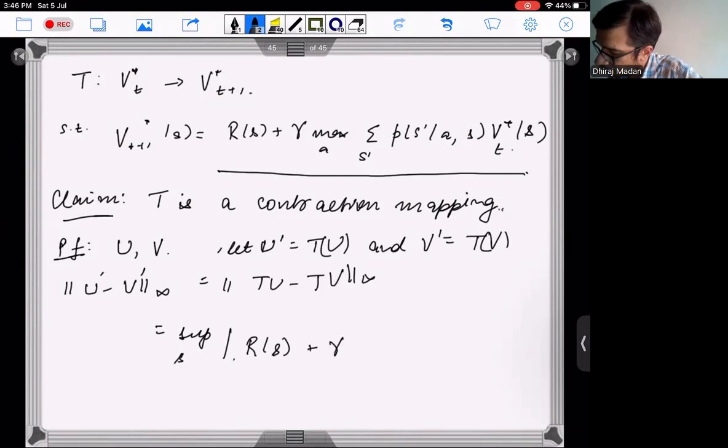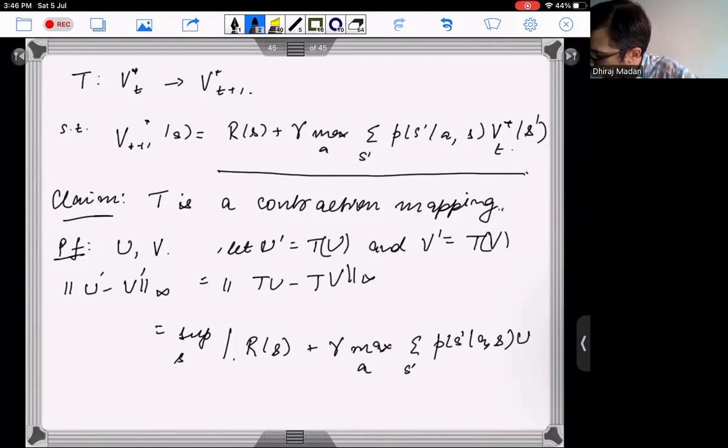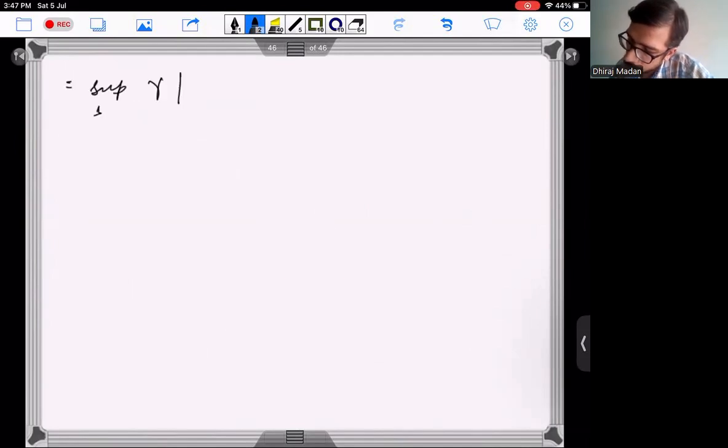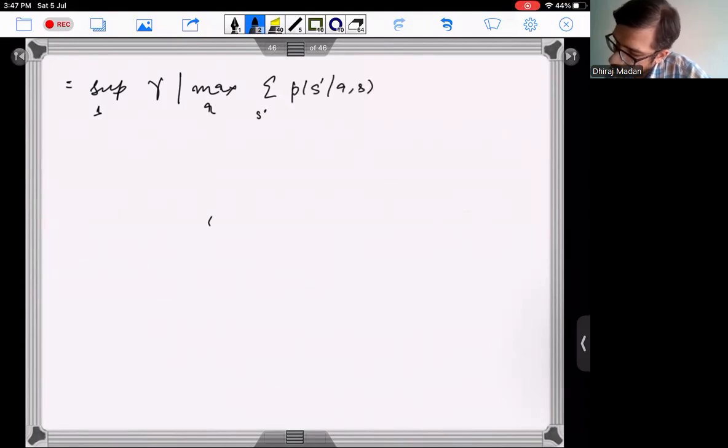r of s plus gamma times max over a, sum over s prime, p of s prime given s, a, u of s prime. Okay, so this is what is Tu, and similarly you have Tv, which is max over a, sum over s prime, p of s prime given s, a, and v of s prime. And r(s) will get cancelled, and essentially you are left with supremum over s, gamma times mod of max over a sum over s prime p of s prime given s, a, u of s prime minus max over a sum over s prime p of s prime given s, a, v of s prime.